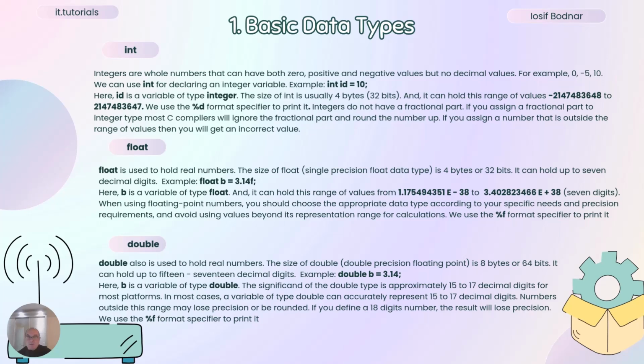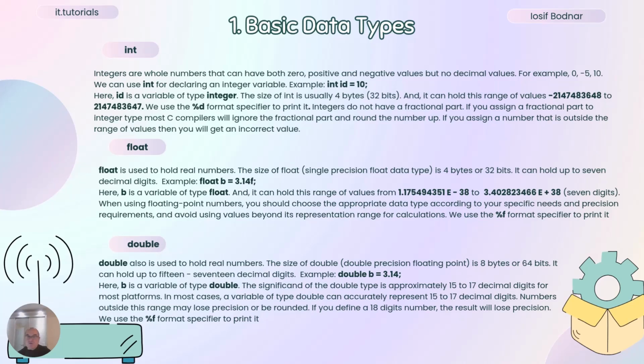This float type can hold this range of values from this minimum value. This is the minimum value which this type float can hold. As you can see, we use this E letter here because this is a scientific representation, because this number is huge, it's very big, and this is the maximum value which this type float can hold. Again, this type float can hold up to 7 decimal digits. That's why it's called also single precision float data type.